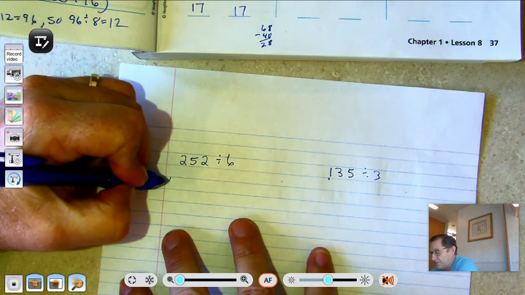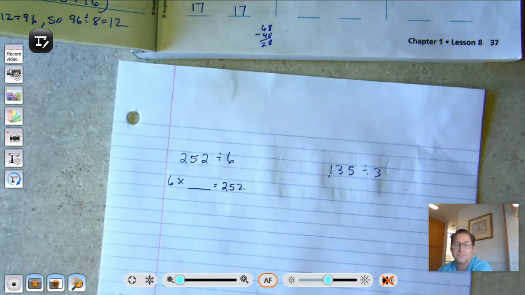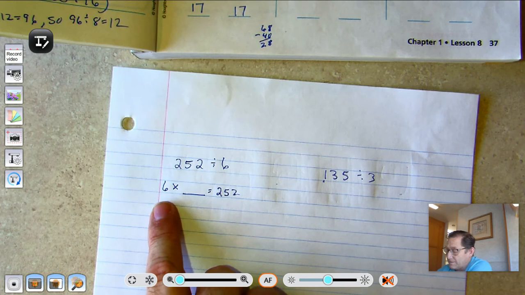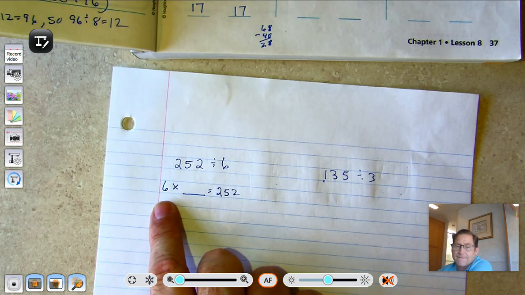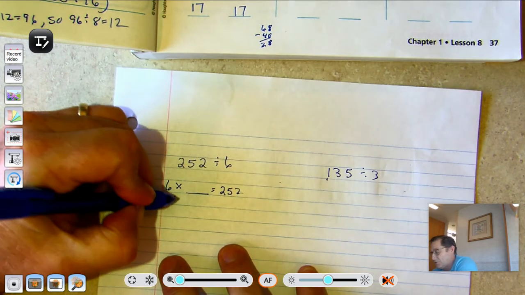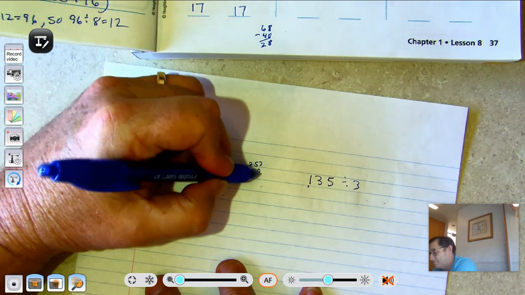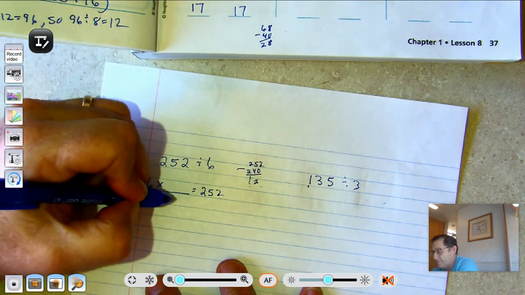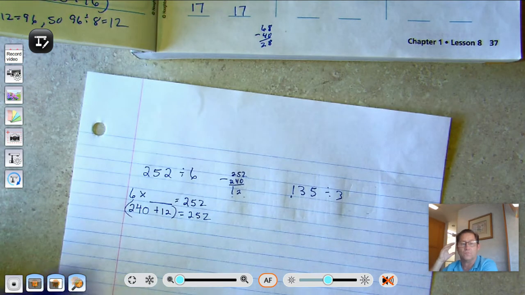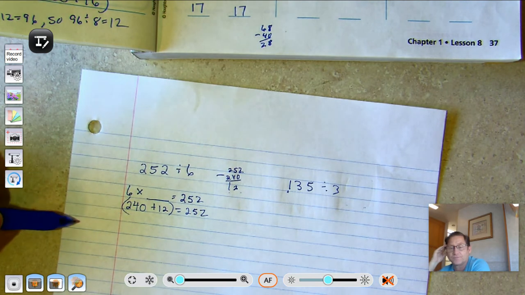So we're going to change it to a multiplication problem. 6 times something is 252. Now I can take several multiples of 10 and multiply by 6. So I can take 240 from the 252. That's going to leave me 12. So why do you think I took such a large number from the 252?